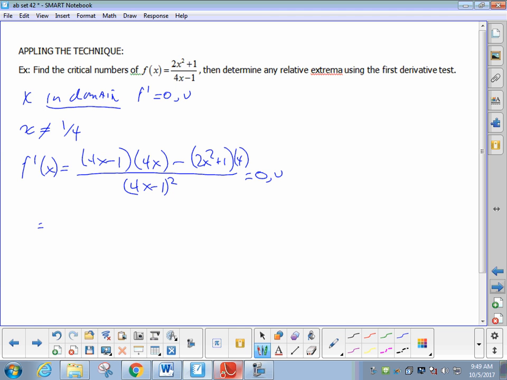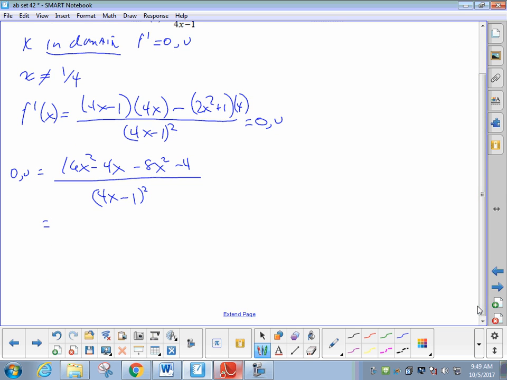So if I distribute, I get 16x squared minus 4x minus 8x squared minus 4. Do you agree? Okay. I'm going to find where this is 0 or undefined in a minute, but I'm still not quite there. I have something like 8x squared minus 4x minus 4 over 4x minus 1, that quantity squared. All right. So where to from here?